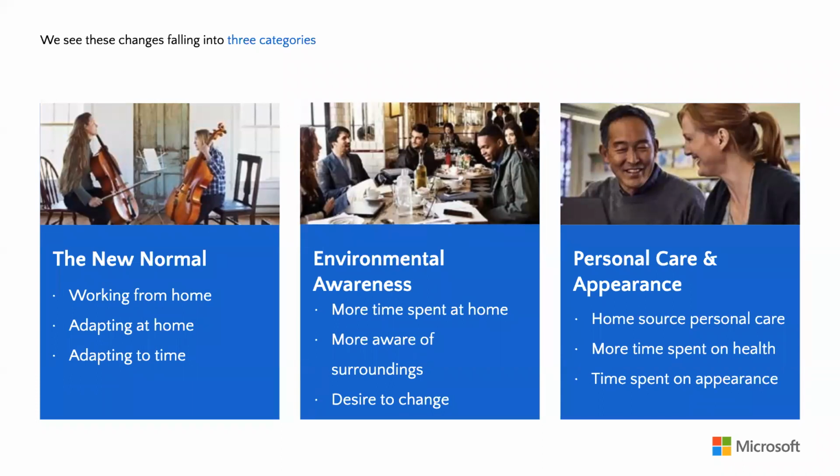Environmental awareness is the other. Essentially, you're stuck at home, you're looking around, you become a bit more aware of your surroundings, like, what do I have hanging up in my house? Things like that. And there's this desire to change what they have in the house now that they're there, spending more time, becoming more aware of their surroundings.